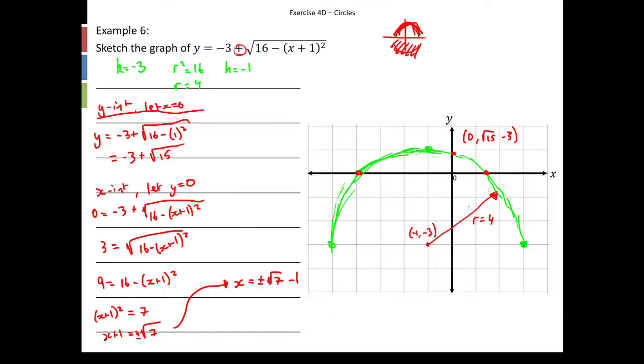And we just go and label those points in. So that would be root 7 minus 1, 0. And then this is negative root 7 minus 1, 0. And that's your semicircle done. Okay, so very much like the circle, you just have to start recognizing it. And that's it for exercise 4D. If you have questions, please ask them in class. Thank you very much.